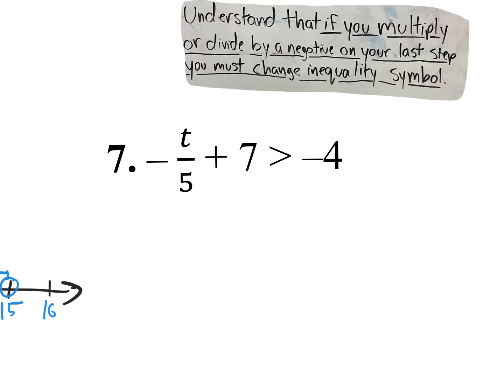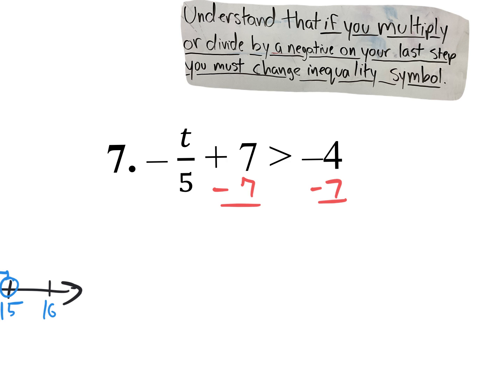Number 7. You want to get t by itself on the left side of this inequality. We have to get rid of things. You could get rid of the divided by 5. You could get rid of the plus 7. You could get rid of that minus sign. I'm going to start by getting rid of that plus 7 by doing the opposite of plus 7, which is a minus 7. And what you do to one side of the inequality, you must do to the other side of the inequality. So what do I have left?